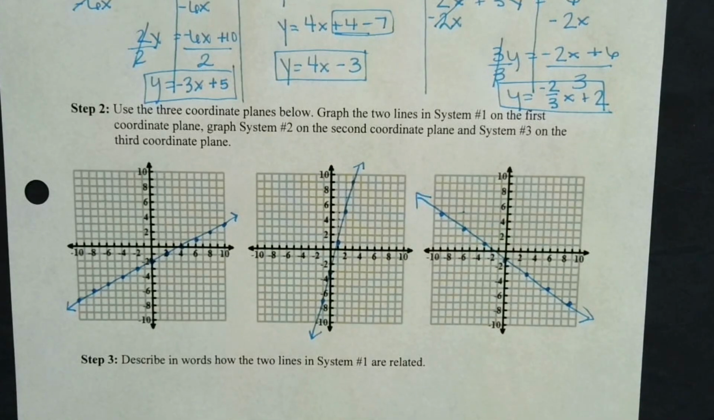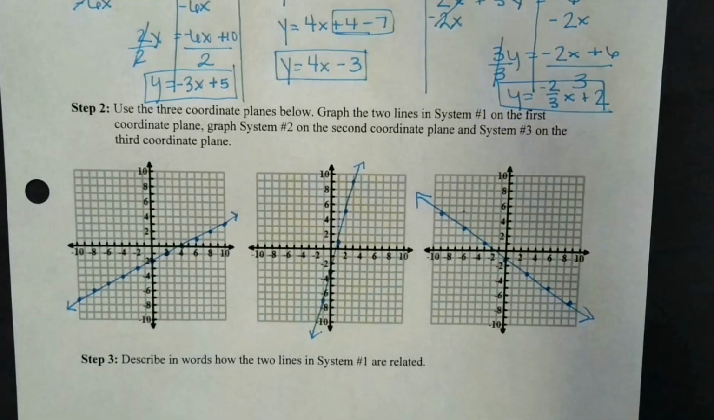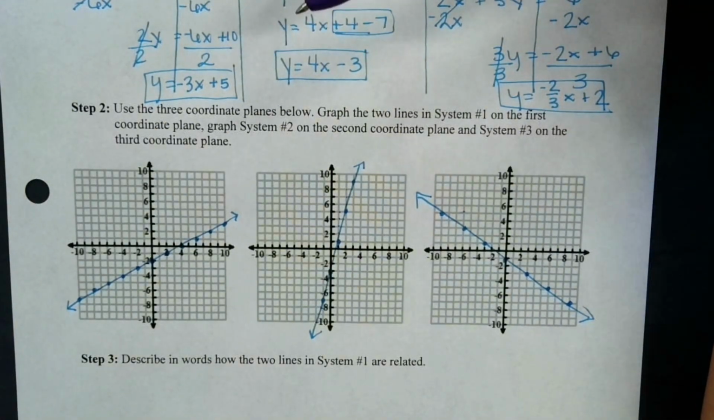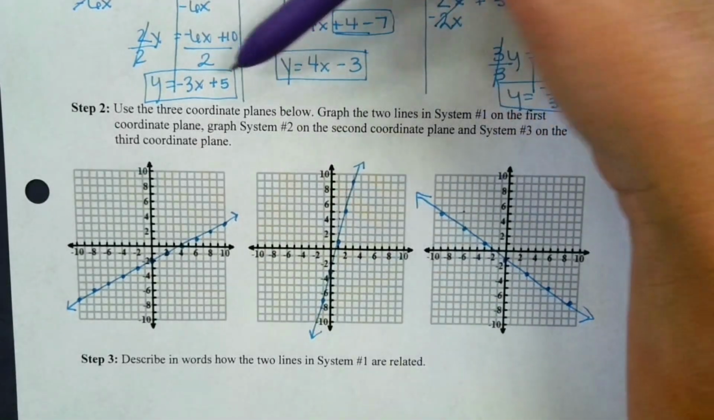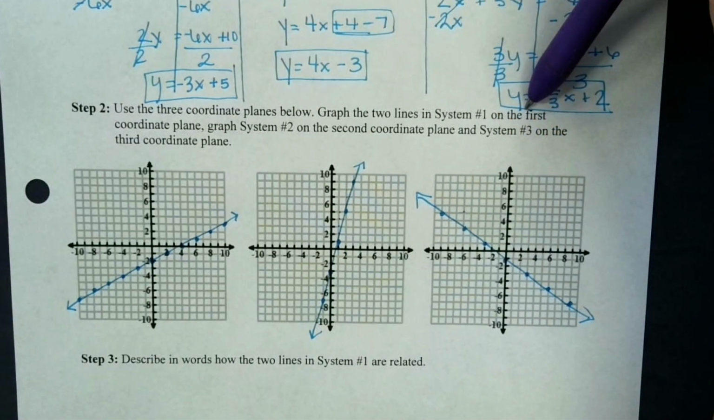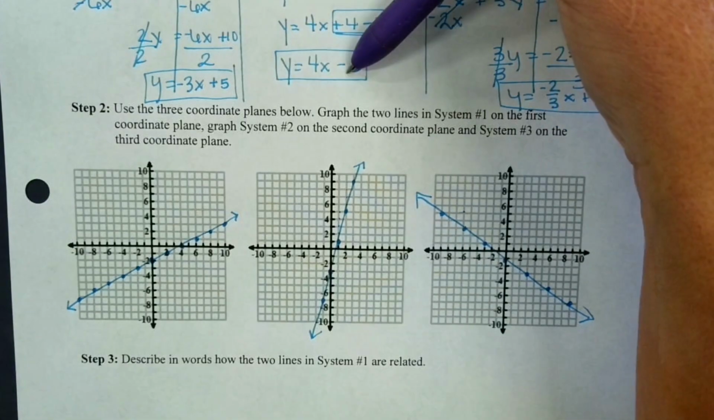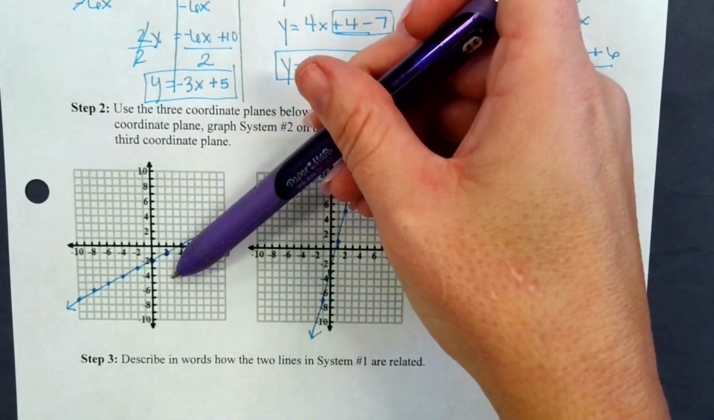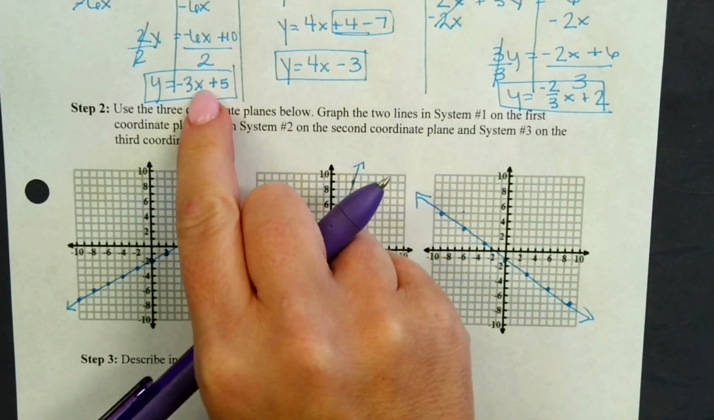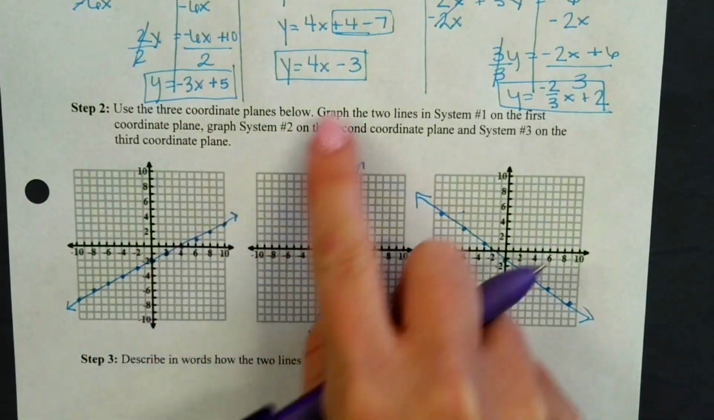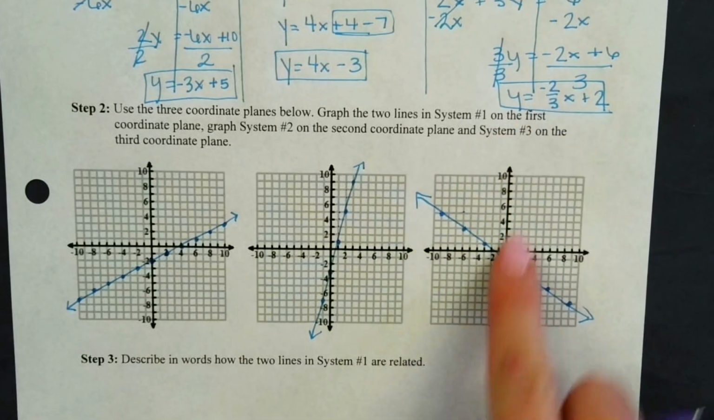Okay, so, all right, now what we're going to do is with that colored pencil, you're going to graph the bottom ones that we just did, on the same graph. So this one is going to go to this graph. This one's going to go to this graph. This one's going to go to this graph.